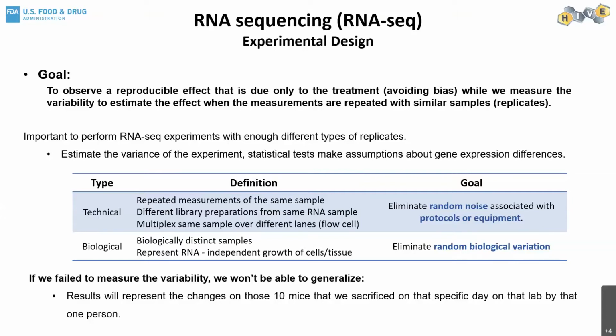If our experiment fails to measure the variability, then we won't be able to generalize our results, and we may present results that will represent only the changes on those 10 mice that we sacrificed on that specific day, in that lab, by that one person. That's the main thing we want to avoid, because we won't be able to reproduce the results. So that's something that RNA-Seq and the use of replicates help us with.